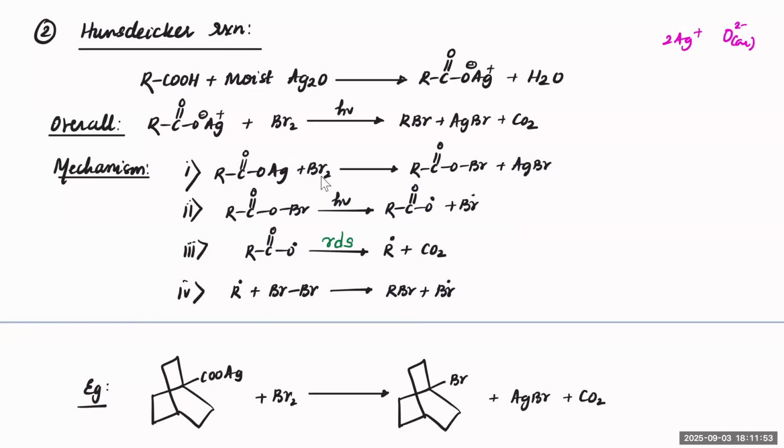Honestly, the mechanism is not asked, but you might need to remember one thing: there is a precipitate AgBr. This CO2 is leaving, and R and Br will connect. Okay, R and Br will connect. Okay.